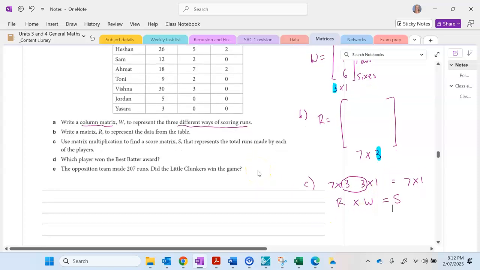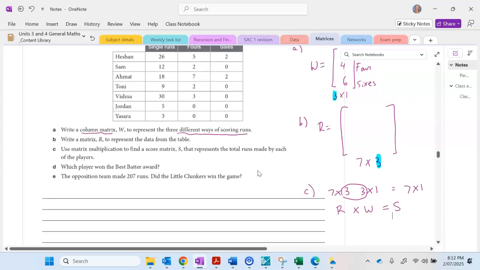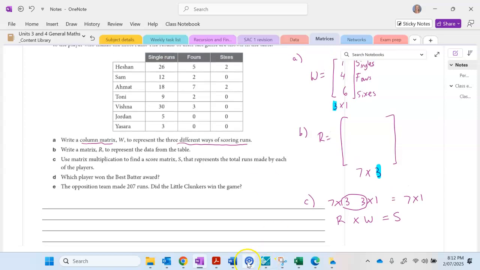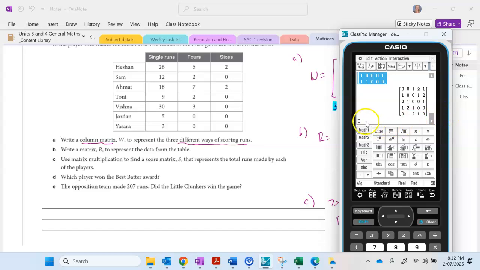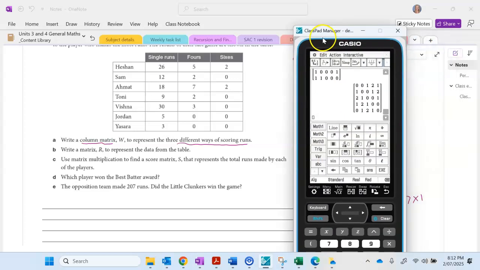All right, so we're going to use matrix multiplication to find a score matrix that represents the total runs made by each of the players. Okay, so on our calculator, let's put matrix R in. So remember, we're doing R times W. So R is a 3 columns, 7, 1. Oh, gosh, hold on. Got a bit carried away there. Let's start again.